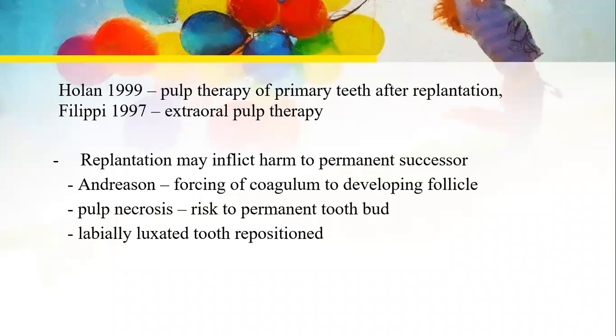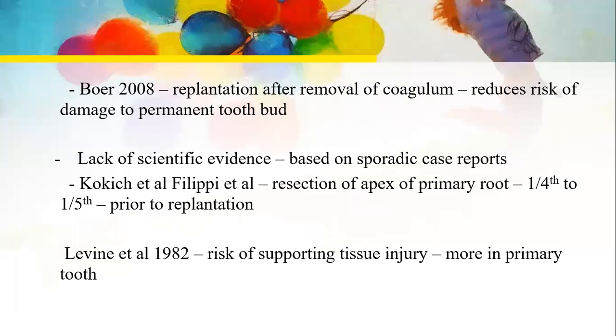And it also says some of the other reasons are that replantation may inflict harm to the permanent successors, because forcing of coagulum into the developing follicle will happen if you reimplant the primary tooth. Pulp necrosis will be a risk to the permanent tooth, and labial luxation of the tooth, repositioning might happen if you forcefully reimplant the primary tooth.